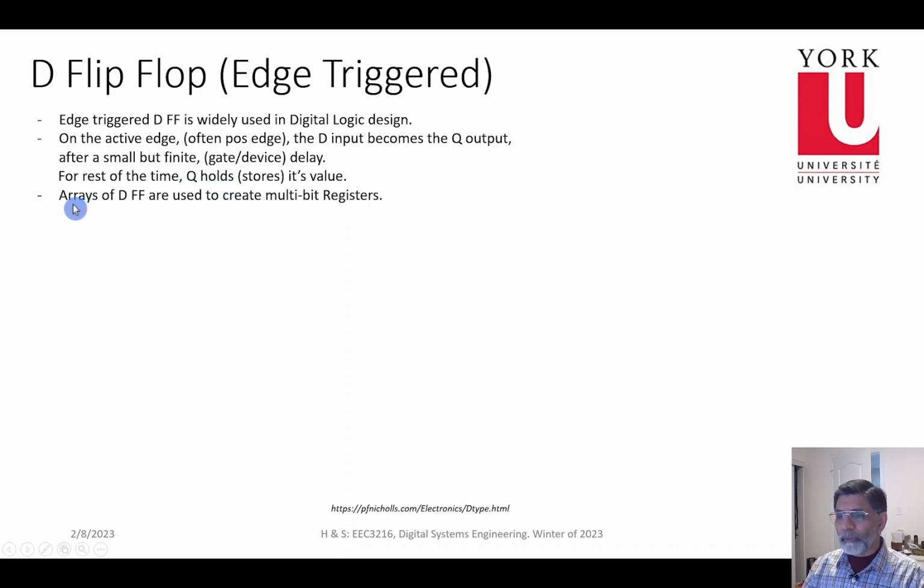So an array of these flip-flops can be used to create multi-bit registers. Remember, we are using that 32-bit register file in our CPU. Once we understand how a D flip-flop works, we can make an array, 32-bit or 64-bit long. In our case, we need 64-bit long, because each register is 64-bit long.